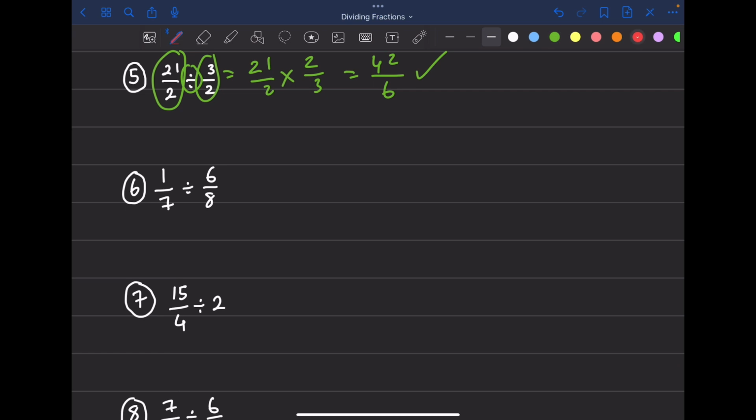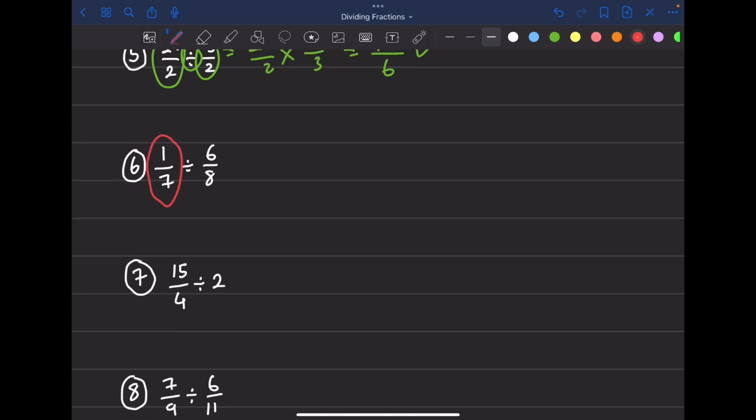Let's continue. So same, keep the first fraction the same, so 1 over 7. Change the division to multiplication, flip this fraction. So instead of 6 over 8, you would have 8 over 6. And we are done once again. Now let's actually multiply it. 1 times 8 would be 8. 7 times 6 is 42.